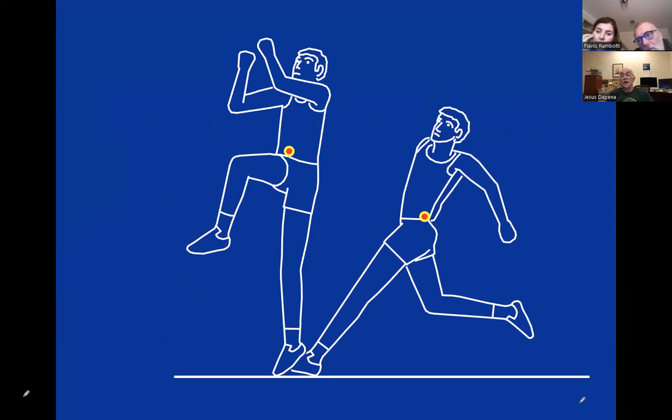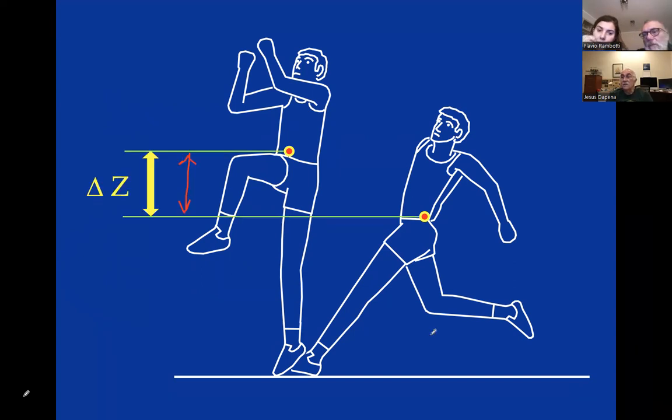If you're making a full effort in a jump, the only way to increase the duration of the takeoff phase is to increase the vertical range of motion of the center of mass during the takeoff phase. In Spanish, it would be called recorrido. I don't know if you have an equivalent Italian term.